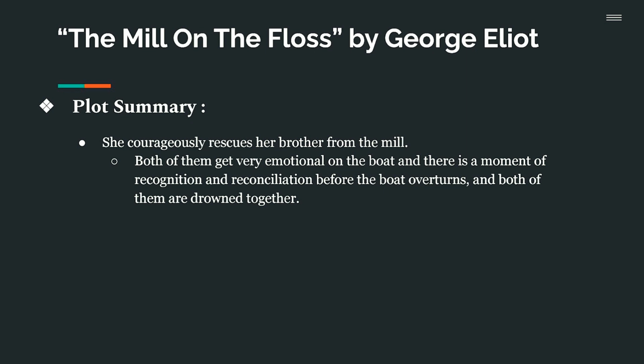And before concluding, I must tell you that the character of Maggie Tulliver is partially based on Eliot's own life, and the character of Tom is based on Eliot's brother Isaac.